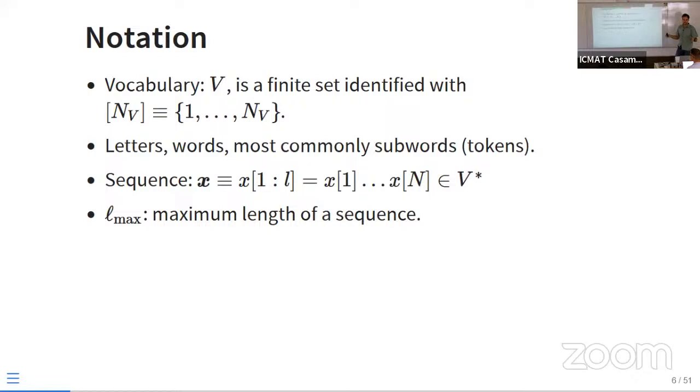My input data is a set of sequences, and a sequence that I denote as x is a sequence of tokens from 1 to capital N. These belong to the set of possible sequences of length N created out of our vocabulary. In addition, L max is going to be the maximum length of a sequence. I will be able to work with sequences up to a certain max length that is defined by the user.